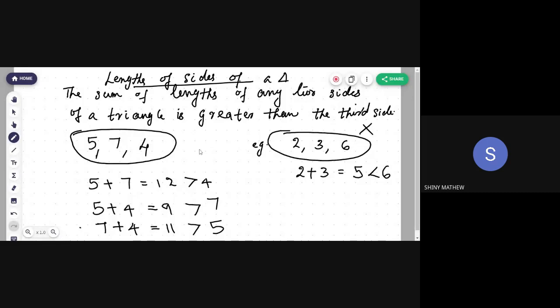Okay, that is the measurement of three sides of a triangle. All of you clear? Yes, miss. Okay, we can do some more examples.